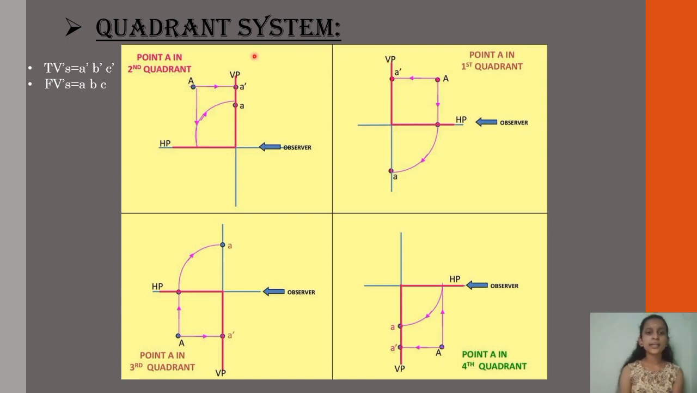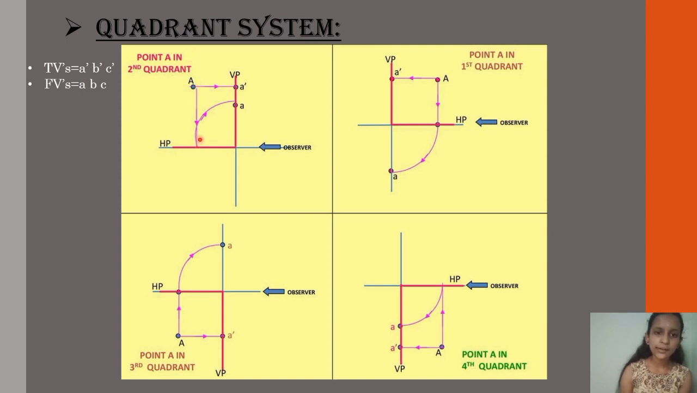When it comes to the second quadrant, we know the condition for the second quadrant: the point lies above the horizontal plane and behind the vertical plane. When it is observed from the front, the front view of the point lies on the vertical plane. Initially, when it is observed from the top, the top view lies on the horizontal plane.